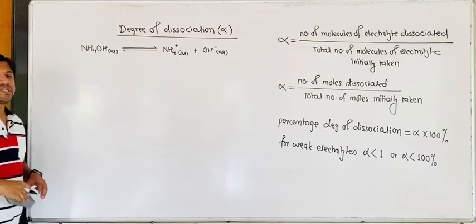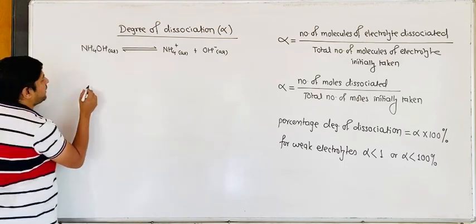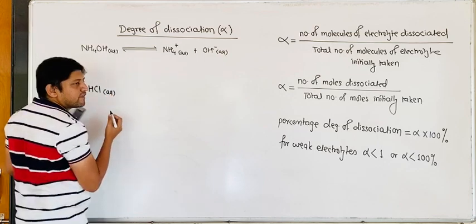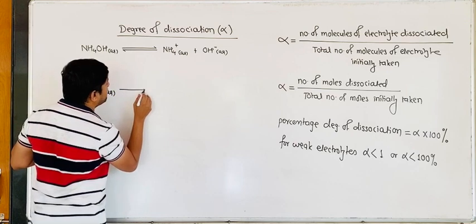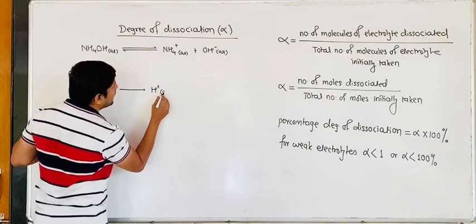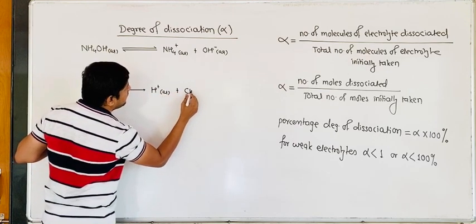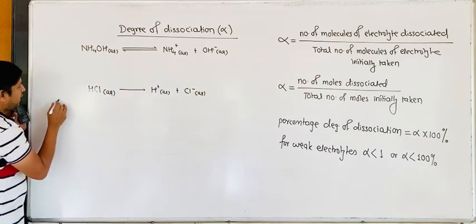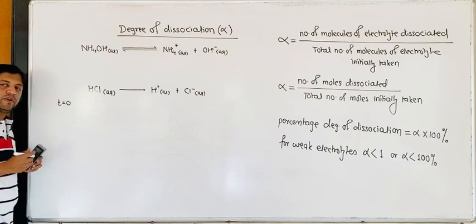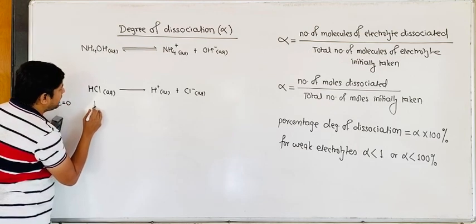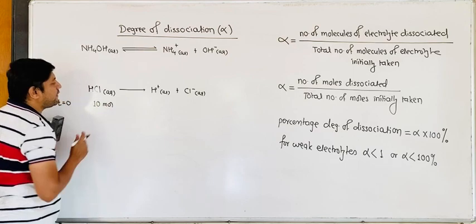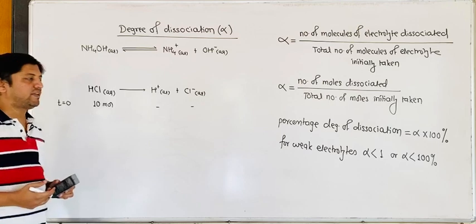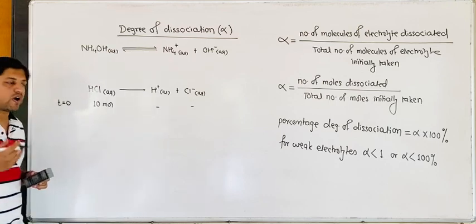Instead of NH4OH, let's consider a strong electrolyte like HCl. HCl aqueous, as it is a strong electrolyte, will completely dissociate into H plus aqueous and Cl minus aqueous. Initially at T equal to 0, suppose we have taken 10 moles of HCl, and these 10 moles of HCl will undergo complete ionization as HCl is a strong electrolyte.